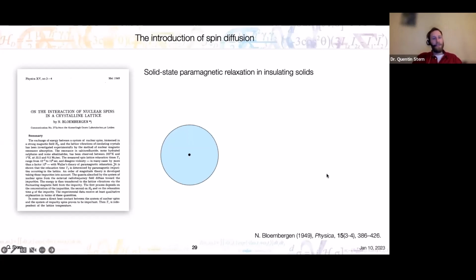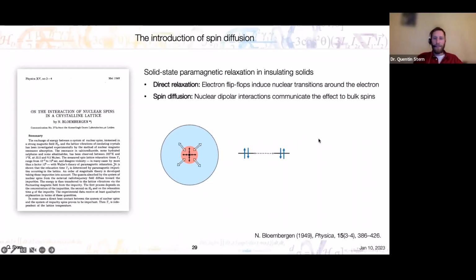Spin diffusion was introduced by Bloembergen in the 40s to explain relaxation in insulating solids where the electrons cannot move. Bloembergen's model is a two-step mechanism where electron flip-flops induce nuclear relaxation near the electron only, because of the dependence on distance of the hyperfine interaction. And then in a second step, spin diffusion transmits this effect to the rest of the nuclei. Spin diffusion is the flip-flop, so the transition from alpha beta to beta alpha, of the nuclear spins in this case.